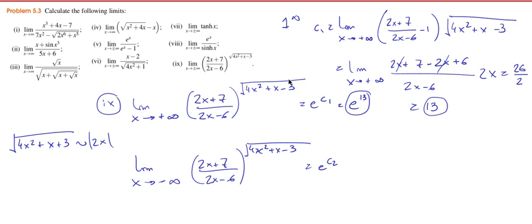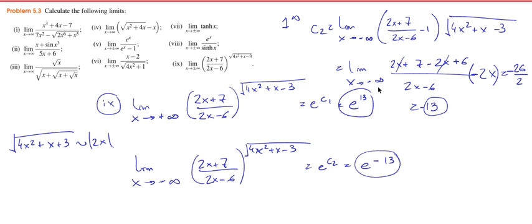And similarly we can do c2, which is the limit when x goes to minus infinity, right? This thing is the same, this thing is the same, but when x is going to minus infinity the square root is minus 2x, right? Because this is the absolute value of 2x, but when x is negative, this is going to be minus 2x. So this is going to be minus 13. So this is e to the minus 13.